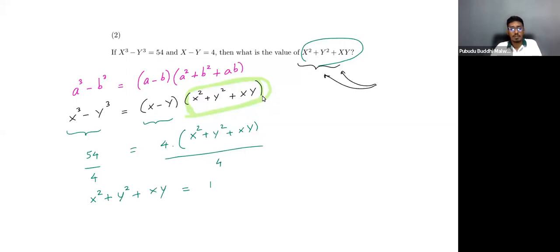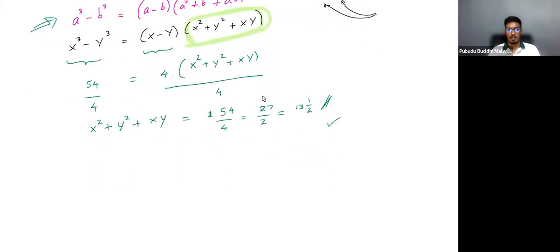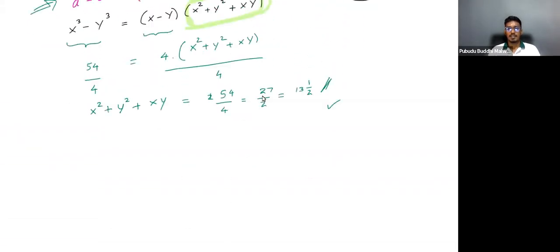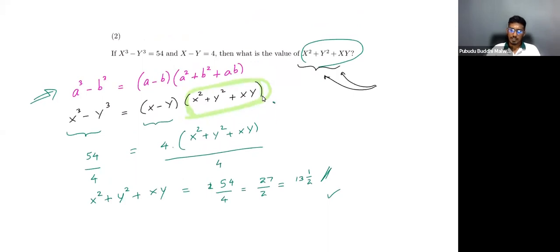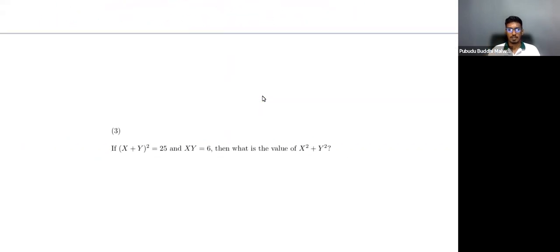It's not possible. We won't be able to get an integer, but that's not a problem. 54 over 4, you can simplify that. 27 over 2, 13 and 1 over 2. That's fine. We are not expecting a whole number. So that's the answer. You can remember this formula. Sometimes you can apply that. Once again, identifying this entire thing as one term is quite important.